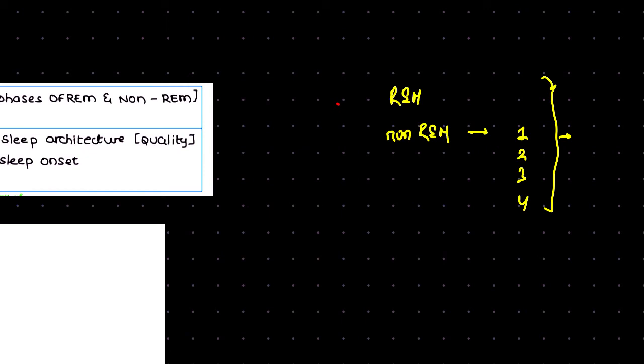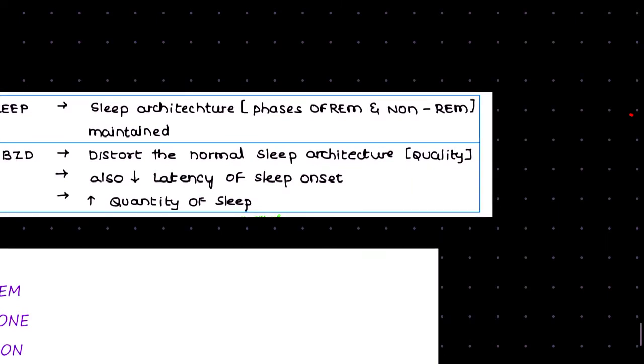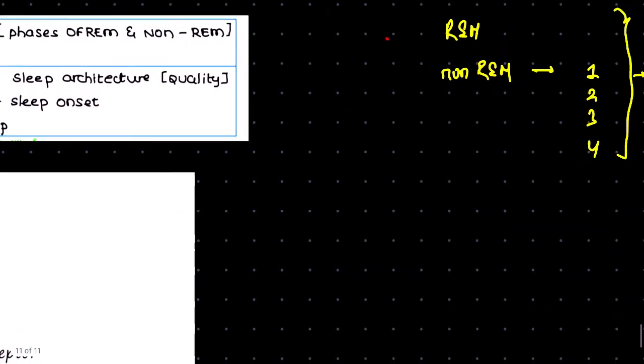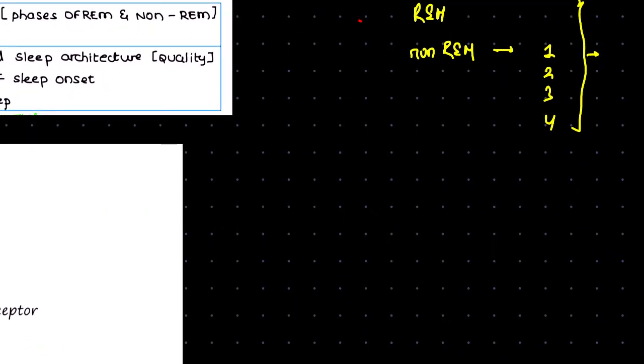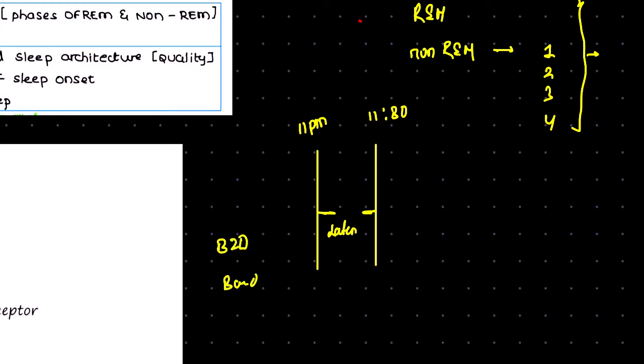So there is disturbance in the normal sleep architecture. The quality of sleep will be reduced because of these barbiturates and benzodiazepines, and they will also decrease the latency of sleep onset. What is the latency of sleep onset? Say we are mentally prepared at 11 p.m. to go into sleep, but we actually get into sleep at 11:30. This duration is our latency period. Benzodiazepines and barbiturates will decrease the sleep latency.